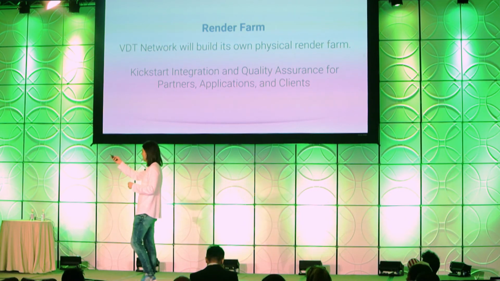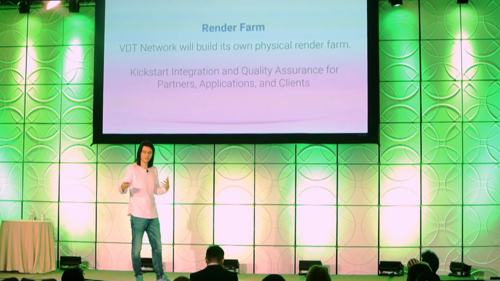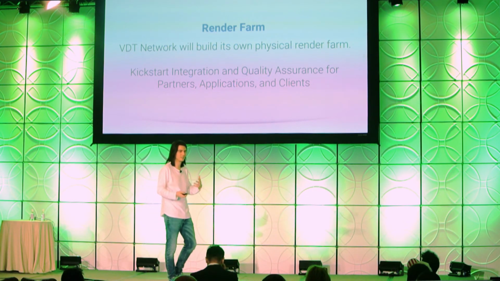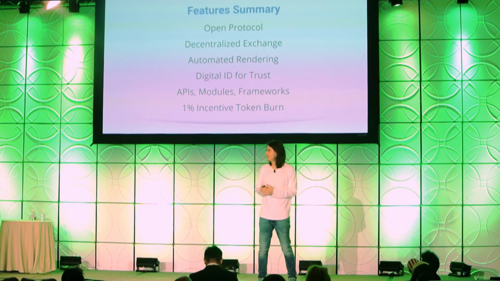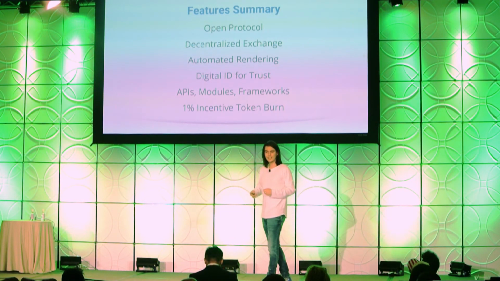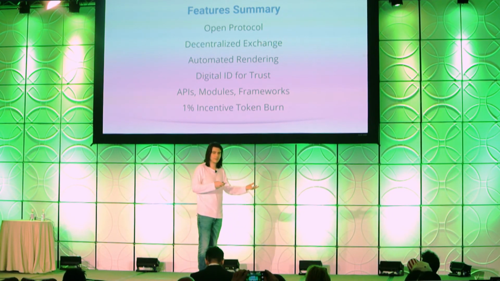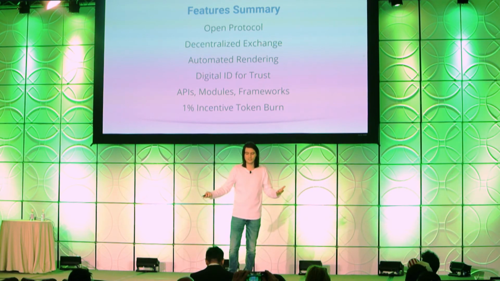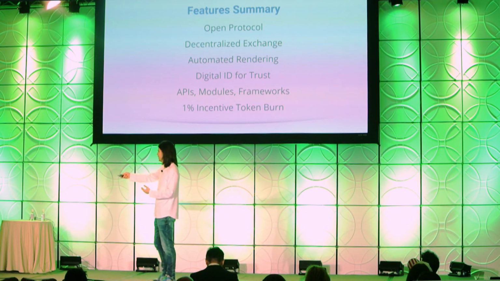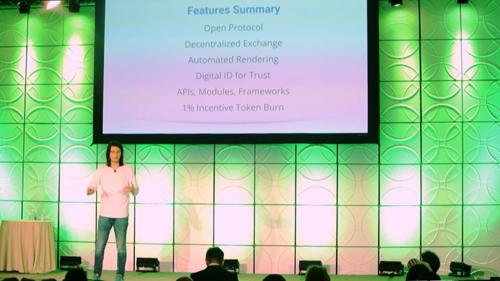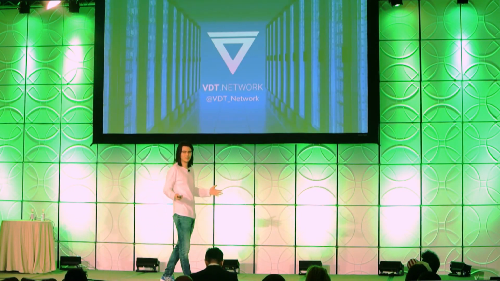There we have the render farm. We'll build our own physical render farm, which we'll use to kickstart integration and assure quality for new partners, applications, and clients. So to summarize, VDT Network is an open protocol. It is a decentralized exchange. It allows for automated rendering. It uses digital identity for trust. It offers APIs, modules, and frameworks. And there's a 1% incentive token burn to assure proper use of the decentralized render economy. So that is VDT Network.